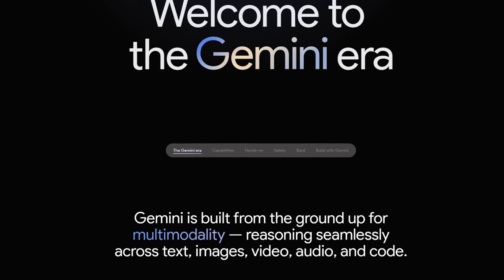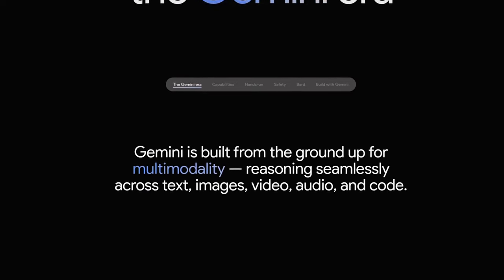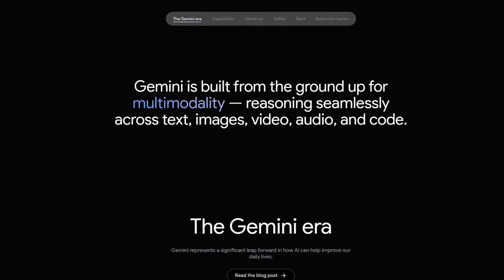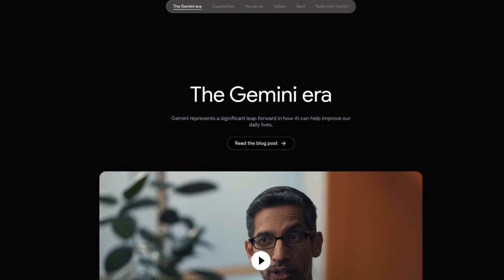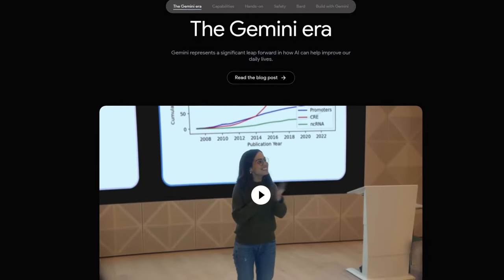Gemini Ultra has demonstrated impressive results, outperforming human experts on the MMLU benchmark with a 90% score and surpassing the current state of the art in most of the 32 key academic benchmarks for LLMs.